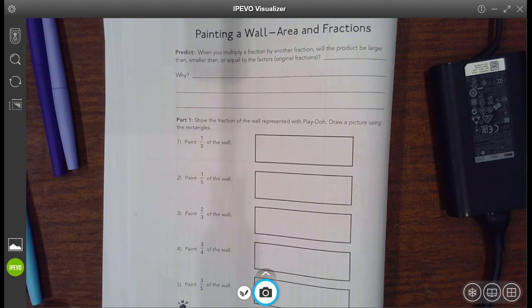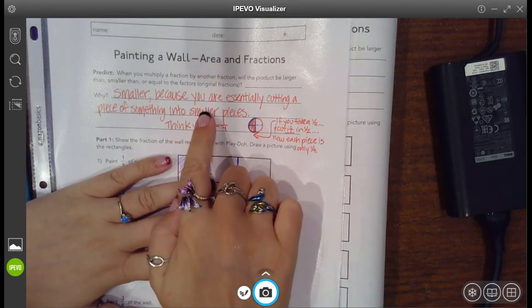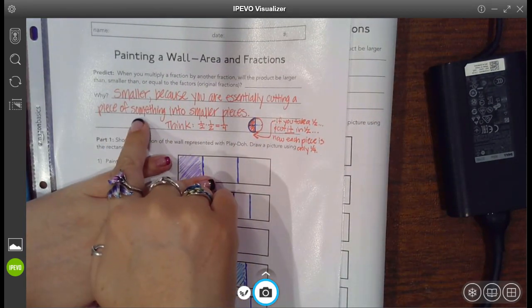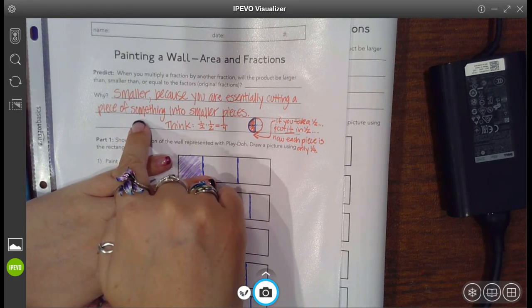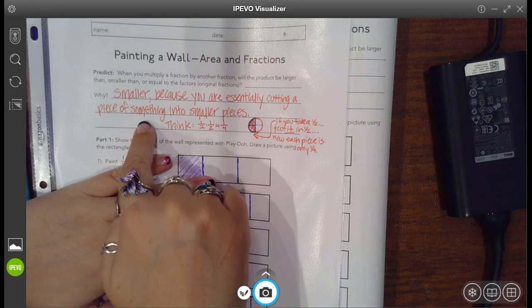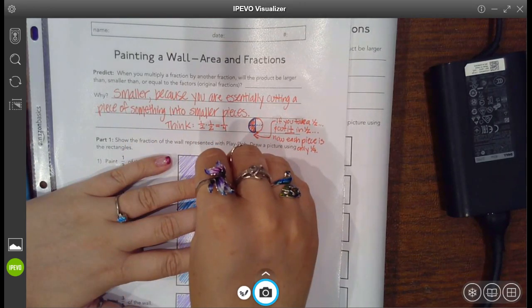Okay, so hopefully you put that it's going to be smaller. And if not, let me show you why. Essentially, you're cutting a piece of something, because if you start with a fraction, that's a piece of something, right? It's not a full something. And then you're cutting that piece into smaller pieces because you're multiplying it by other pieces.